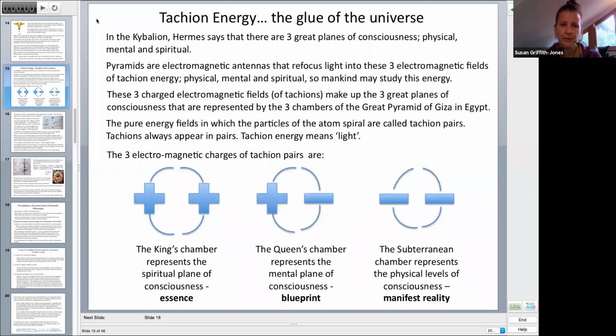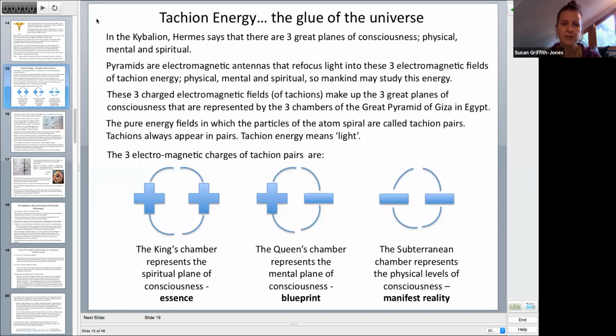In the Kybalion, Hermes says that there are three great planes of consciousness: physical, mental, and spiritual. And pyramids are electromagnetic antennas that we focus light into these three electromagnetic fields of tachyon energy: physical, mental, spiritual, so that mankind may study this energy. These three charged electromagnetic fields of tachyons make up the three great planes of consciousness that are represented by the three chambers of the Great Pyramid of Giza in Egypt.